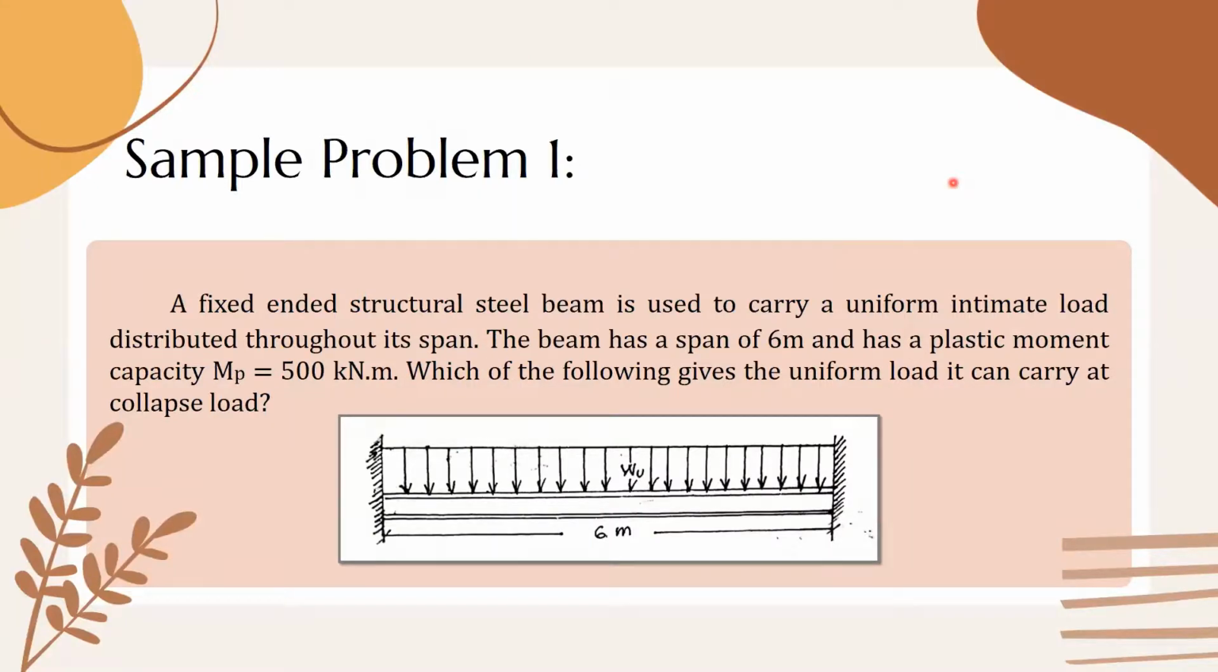Sample problem 1. A fixed-ended structural steel beam is used to carry a uniform load distributed throughout its span. The beam has a span of 6 meters and has a plastic moment capacity M sub P is equals to 500 kilonewton meter. Which of the following gives the uniform load it can carry at the collapse load? So, ito po yung figure ng fixed-ended beam natin na may 6 meter at concentrated load na W sub U. So, proceed na po tayo sa solution.